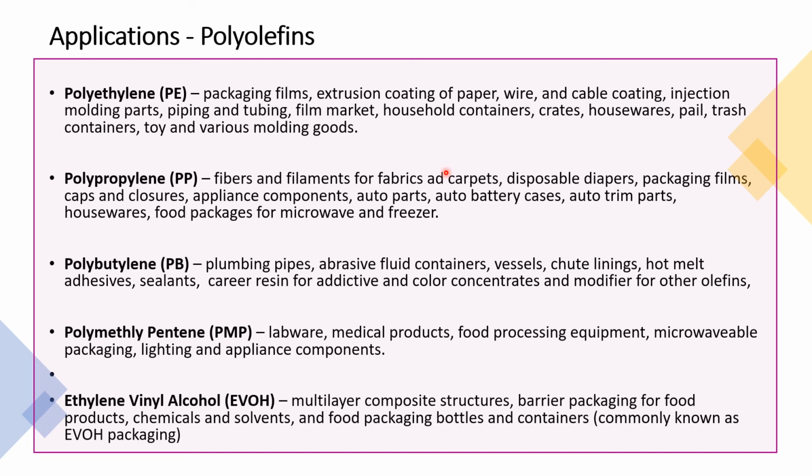Applications. You have to know what we use. So the very first one is your polyolefins. So we have 1, 2, 3, 4, 5 polyolefins. And I'm not going to read everything for you here, it's just a waste of time, so you can read them. Polyethylene, we use in packaging, film extrusion, coating, paper, wire and cable coating, injection molding parts, and so on. Polypropylene: fibers, films, fabrics, covers.